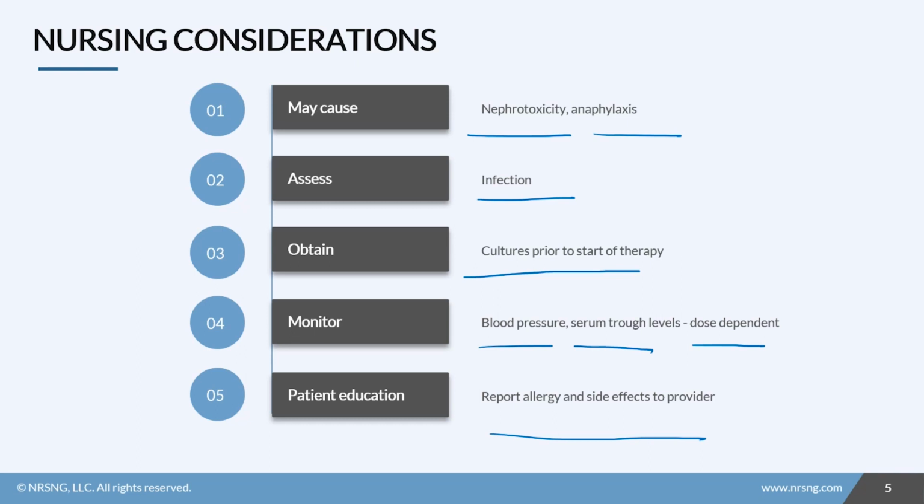So I just wanted to let you know that peak levels are not necessary and should not be drawn. And also there is an important drug interaction between vancomycin and penicillin. These two together, there is a much higher risk of acute kidney injury, so be aware of that.